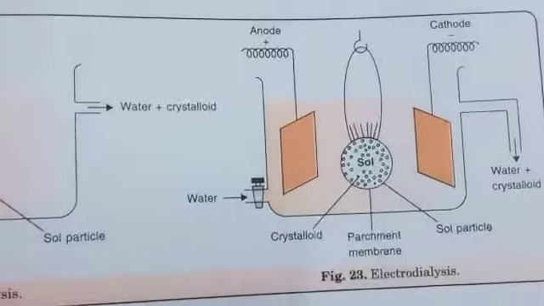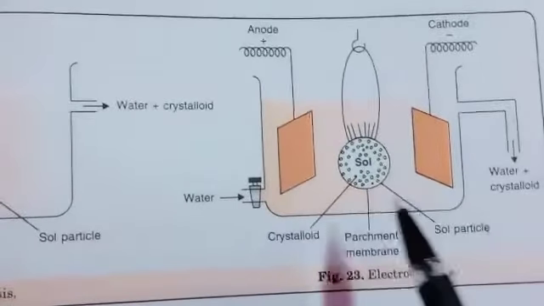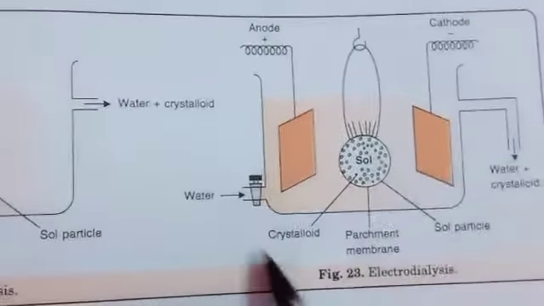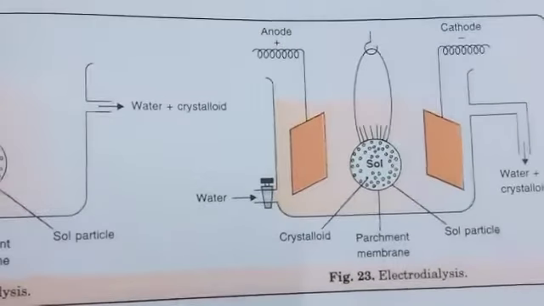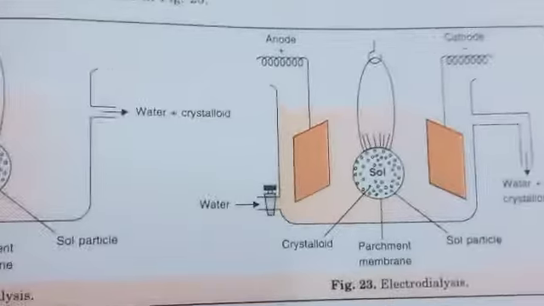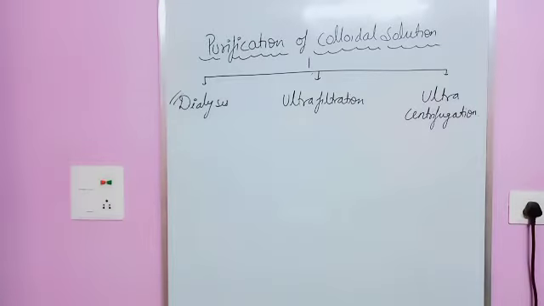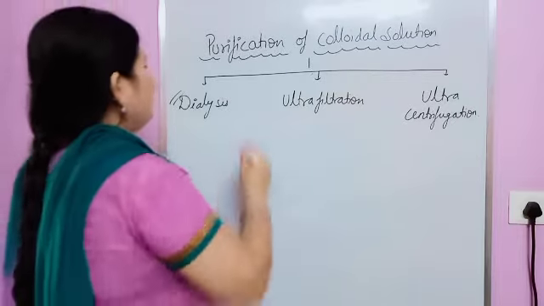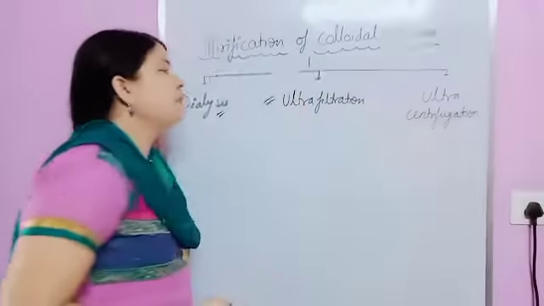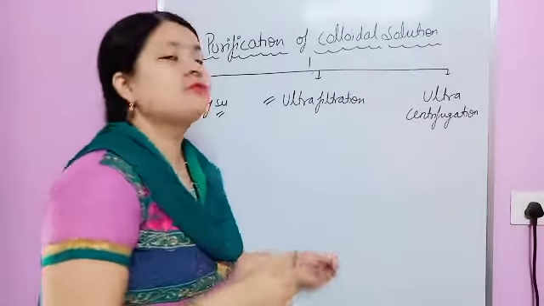So to increase the process of purification, that dialysis is carried out by applying electric field. So this process is known as electrodialysis. Okay, this one is only for increasing the speed of purification. Okay, 12th class. Now one dialysis, hope so it's clear to you, and electrodialysis also. Now second method is, that one is ultrafiltration.